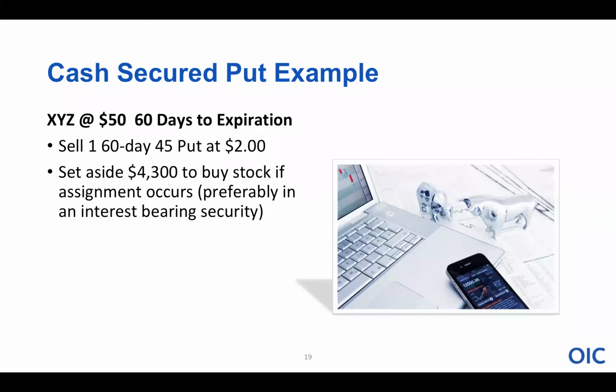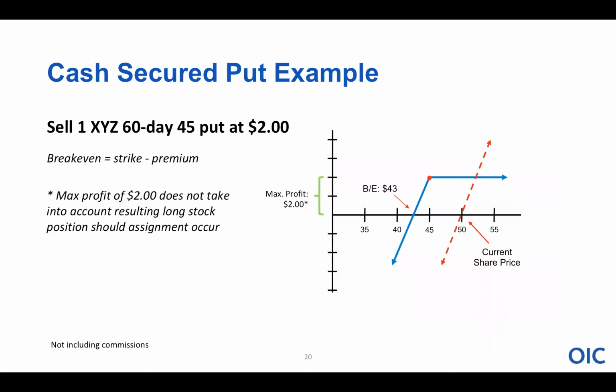Preferably, you'd be putting this into an interest-bearing security, but you would have to set aside money to guarantee the trade if potentially you got assigned. So you would lock up $4,300. You would generate the $2 in time premium. Essentially, a cash secured put is a way to get paid while you wait for the shares to get back to a certain level.